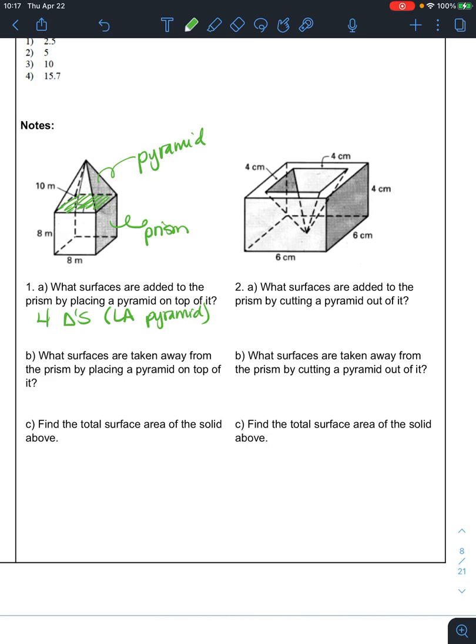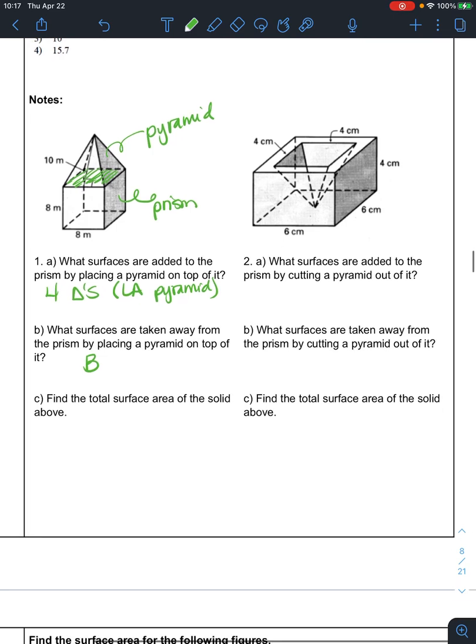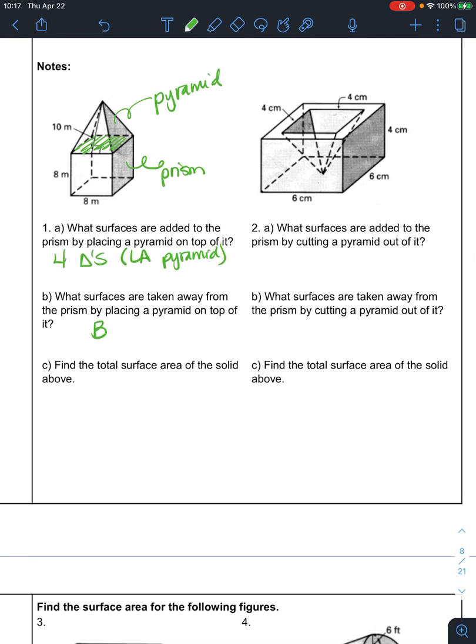So it's not lateral area and it's not surface area. So what you want to do is you're going to take away one base, right? So your total surface area above, you would take the lateral area of your prism, you would add one base of the prism, and you would add the lateral area of the pyramid. Okay, so I like to write it like that so I can think about it.